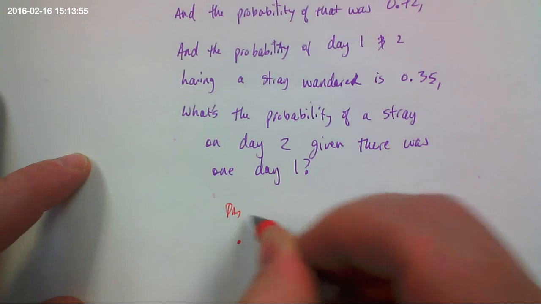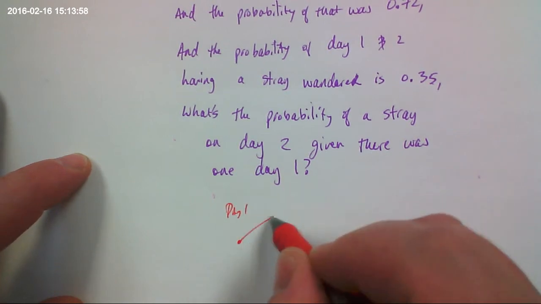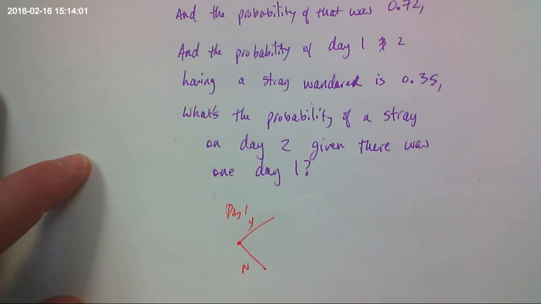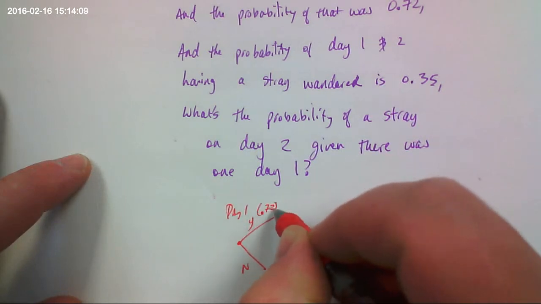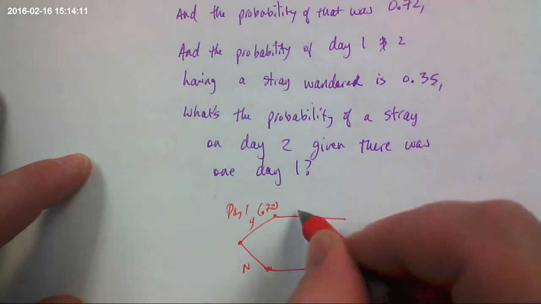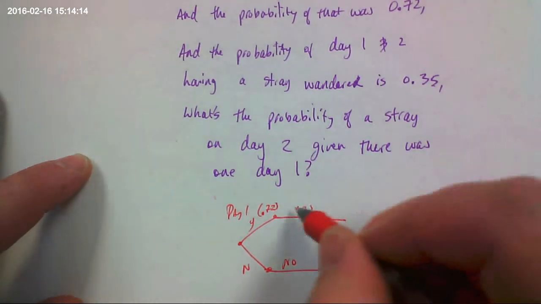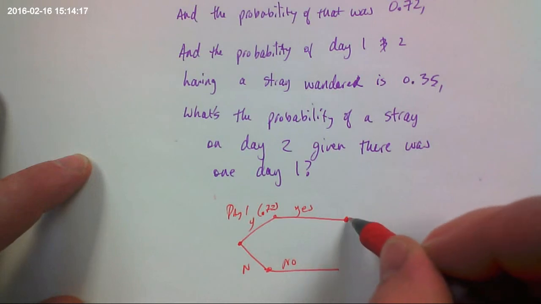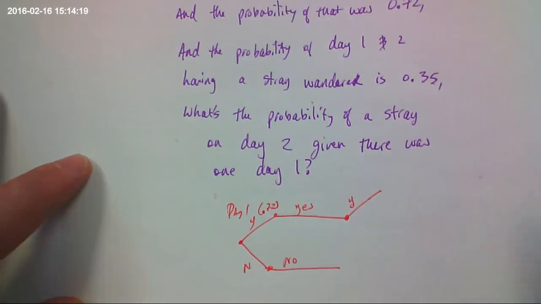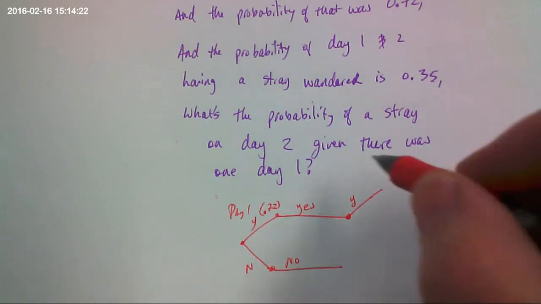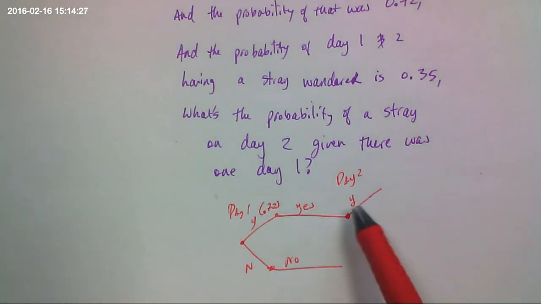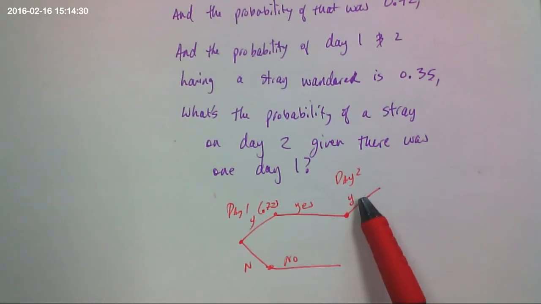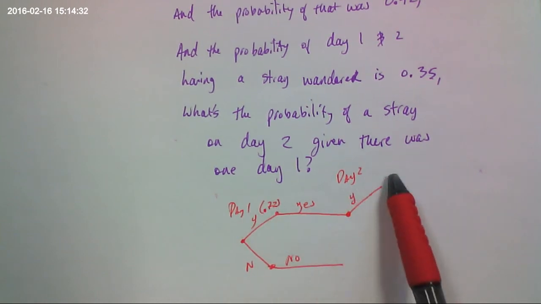So let's say day one. We could have a yes, or we could have a no, correct? What's the probability of the yes? 0.72. Okay. And then, so it's not so ugly, this was the yes branch, and this was the no branch. This is all we're really worried about right here. This is the yes on day two. Do you understand that this is what they're asking for? What's the probability of this yes right here? But you know the whole thing equals what?